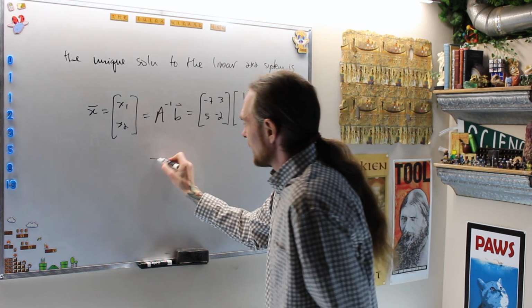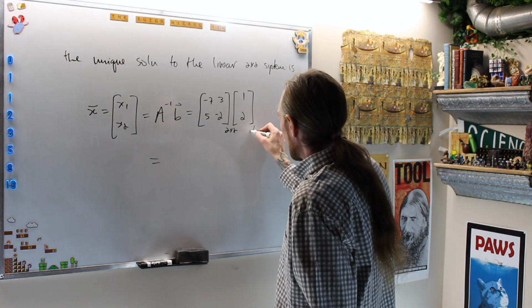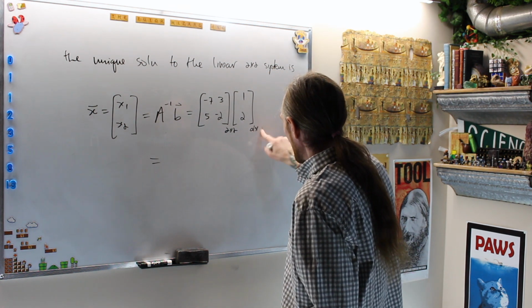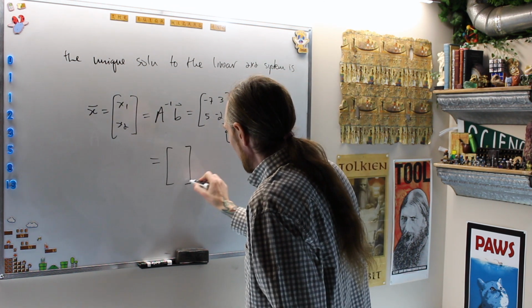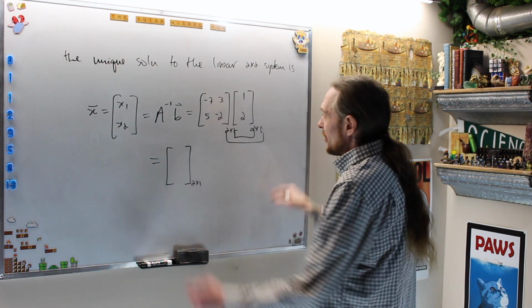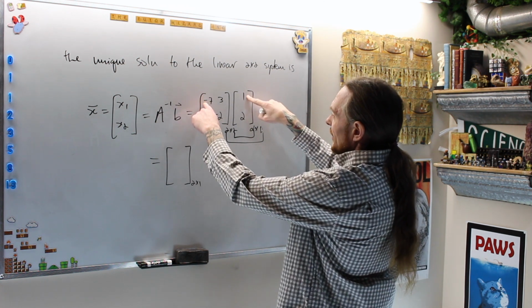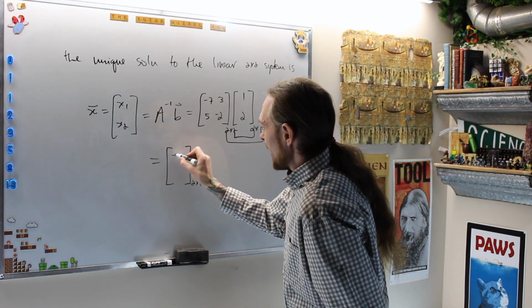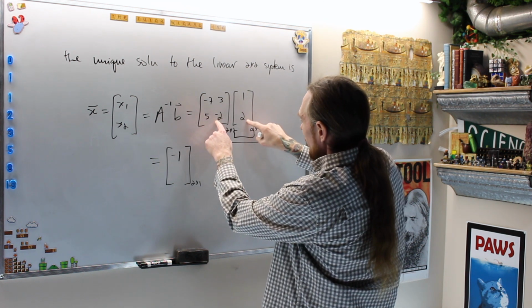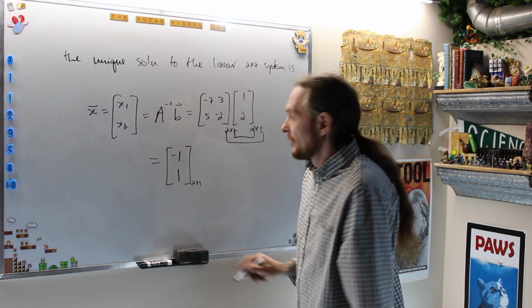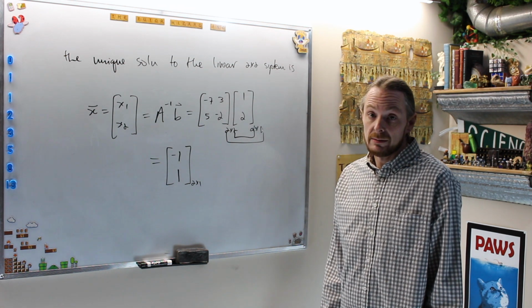And now that is equal to a 2x2 matrix times a 2x1 matrix. The inside indices match and the size will be 2x1 again. And I'm going to get what? Negative 7 plus 6 is negative 1, and 5 plus negative 4 is 1. This is the unique solution.